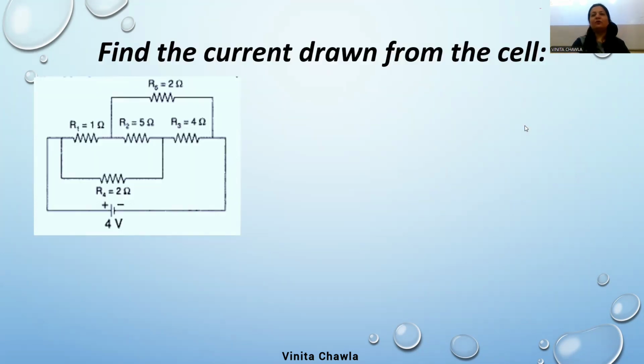Find the current drawn from the cell. So we have this combination of resistors. We have to find net current. For net current, we need to find equivalent resistance first, only then we can find. How will we find equivalent resistance? This is the question. The 2 ohm is in parallel with the 5 ohm and 4 ohm.